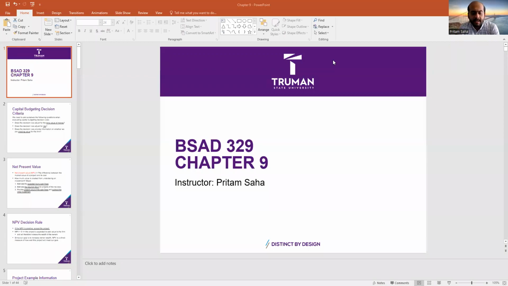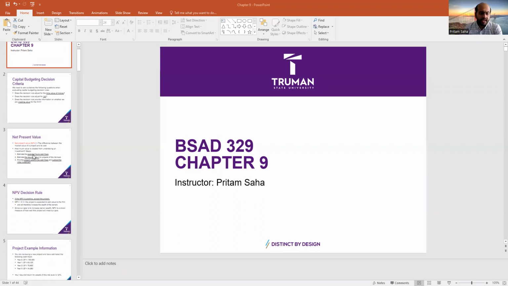All right, class. Today we'll talk about chapter 9. So basically, today we'll talk about a couple of capital budgeting decision criteria. So we'll go over some proxies or tools that will help us to decide about our capital budgeting decisions. So we'll start with net present value.